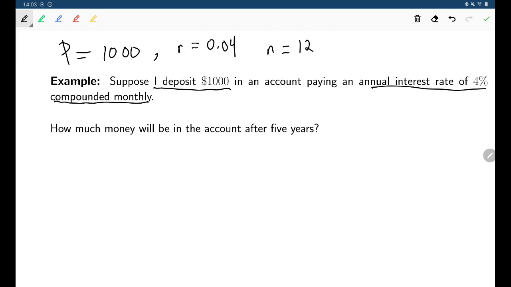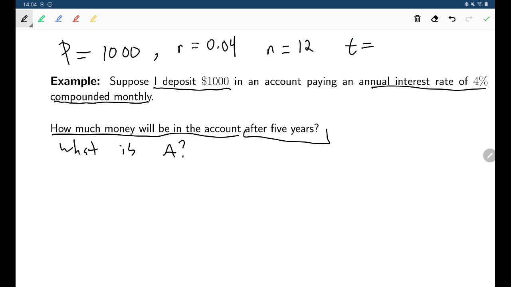Number of times we'll get interest will be 12 times per year. And we also want to know how much will be in the account. So what we want to know is A, the amount of money that will be in the account after 5 years. So if it's after 5 years, then that means that T, the number of years that we're leaving the money in the account, is 5.